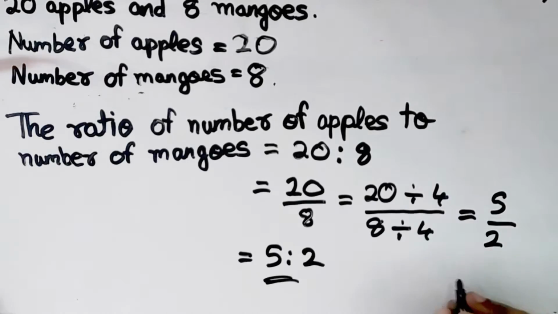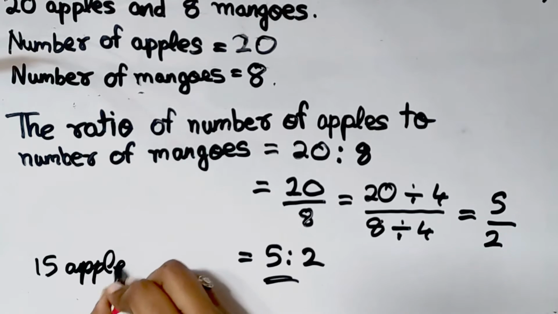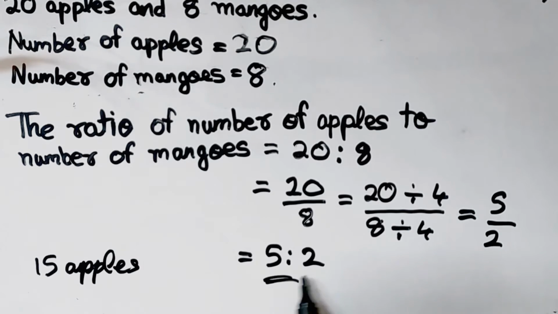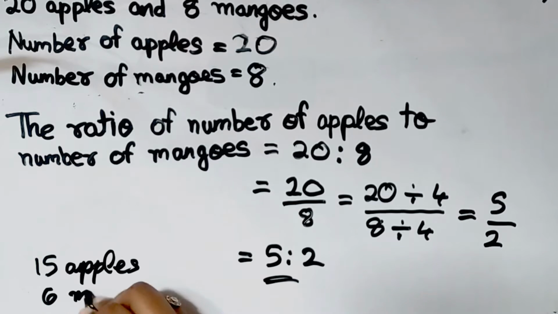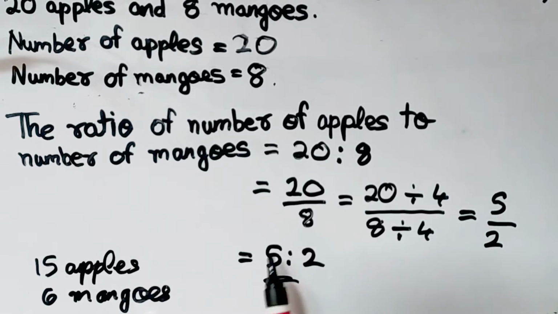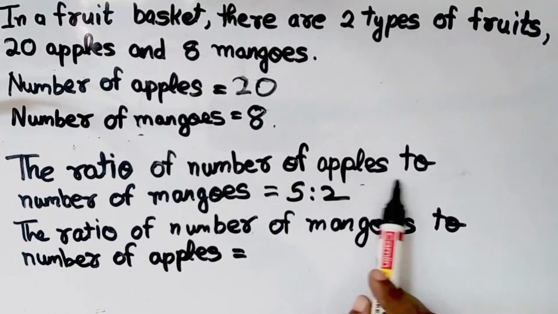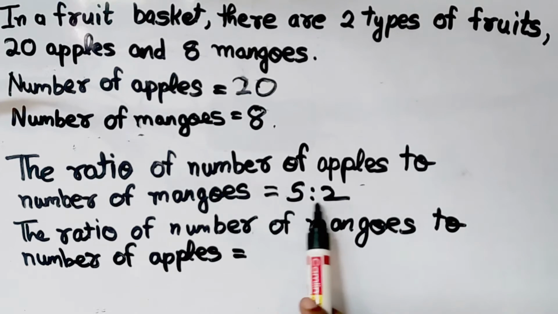Okay. If there are 15 apples, then how many mangoes will be there? See, 5 3s are 15. Okay. So how many mangoes will we get? 2 3s are 6. So 6 mangoes. This ratio is used for comparison of objects, comparison of things. Okay. Here we found that the ratio of number of apples to number of mangoes is 5 is to 2.